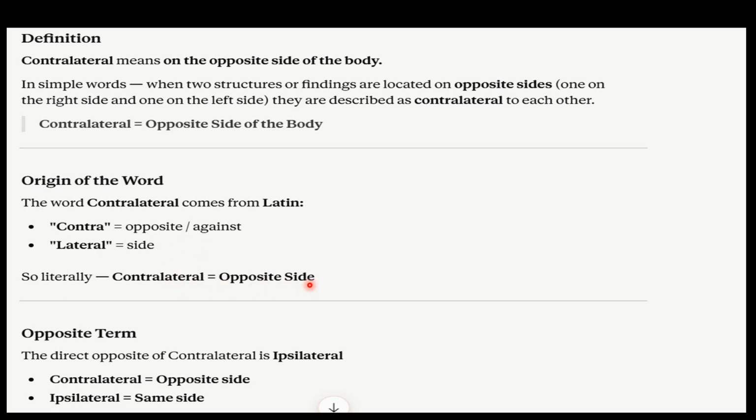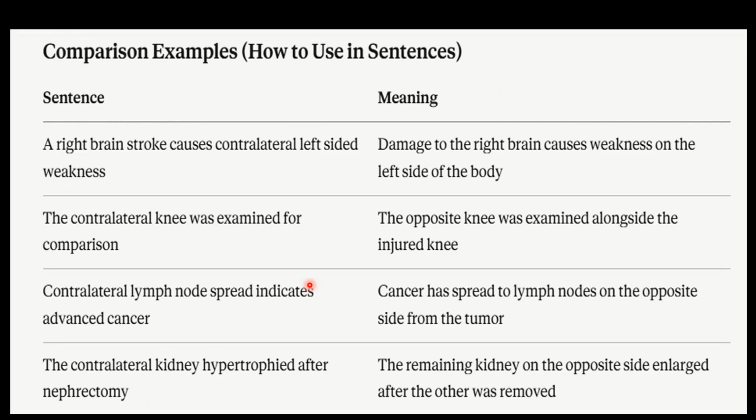Clear? Now if we talk about the opposite term of contralateral, it is ipsilateral. Those who have already watched the previous session know that in the last session we covered ipsilateral, which is the same side. Okay, now we will talk about some examples through which you can easily understand how these terms provide information. Okay, so let's see the first example.